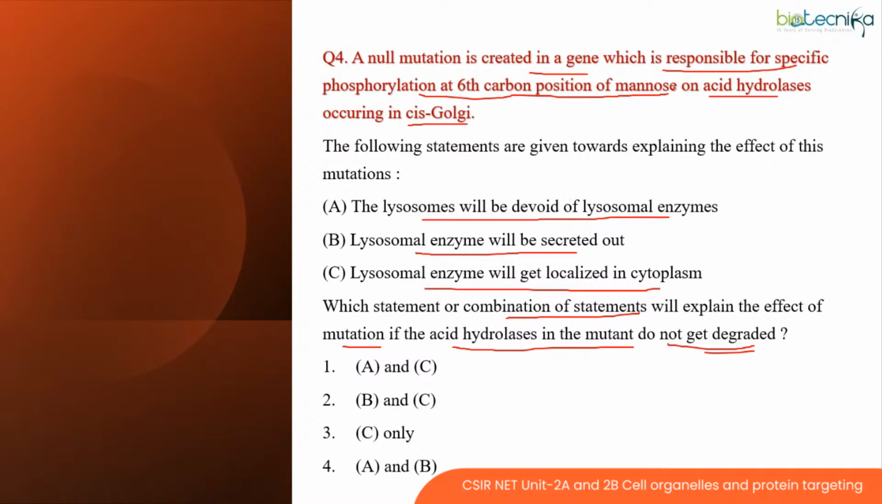They are simply saying about a mutation that has happened in the 6th carbon position of the mannose residue. Just tell me once, which is the only cell organelle where carbohydrates will serve as a sorting signal? For the majority of cell organelles you take into consideration, amino acids are considered to be the sorting signal. But there is only one cell organelle where sugars will be considered as a sorting signal. Which one is that?